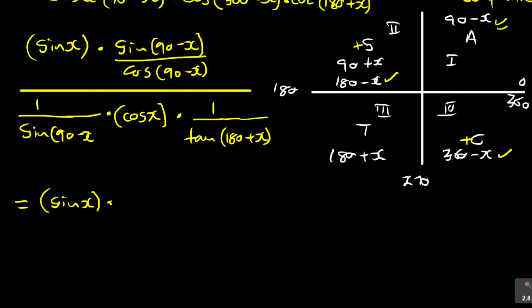I'm in the first quadrant. Now what is sine(90 minus x)? Remember, sine becomes cos x. So this will be the cofunction of sine(90 minus x). It's cos x over cos(90 minus x), which is sine x. Again, these are cofunctions, okay?